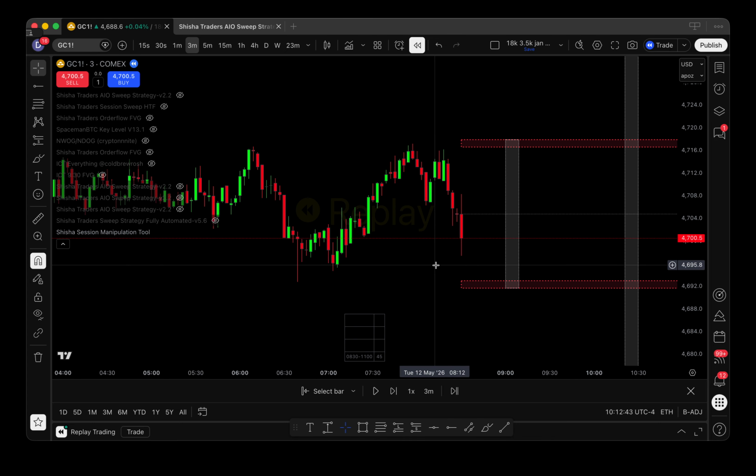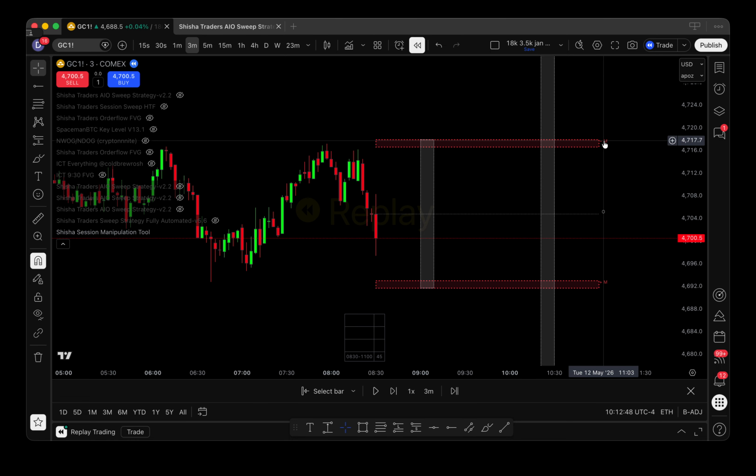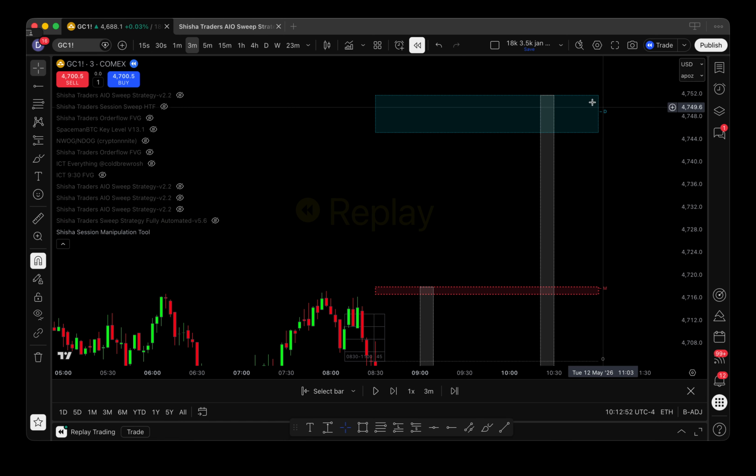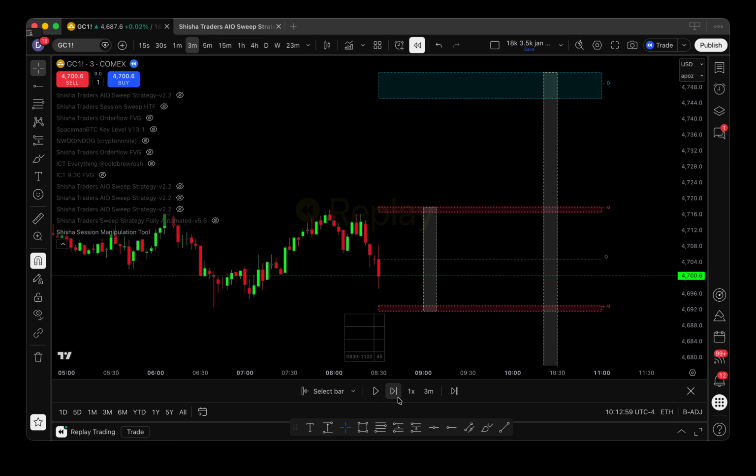There you go. It plotted it for you. Your job is to wait for this manipulation to hit, and then you're going to be targeting the opposing distribution. You're going to be trading towards that level, okay? So it's kind of like a sweep strategy, sweeping previous sessions.